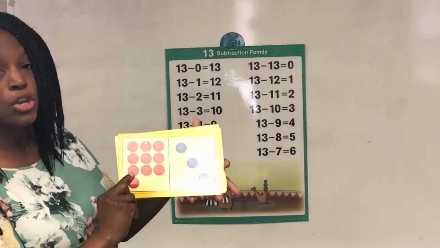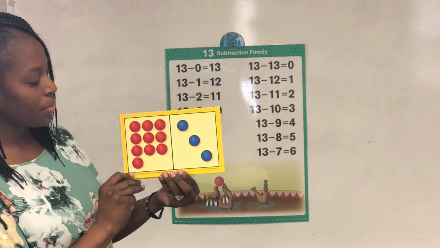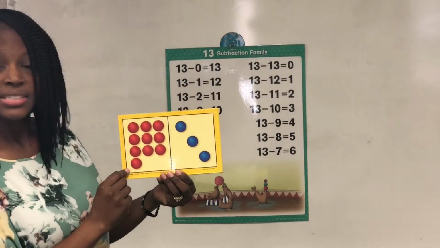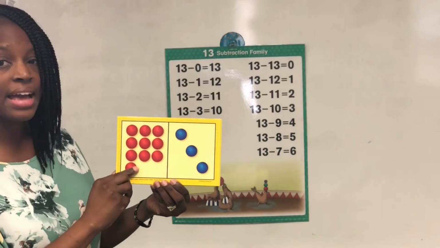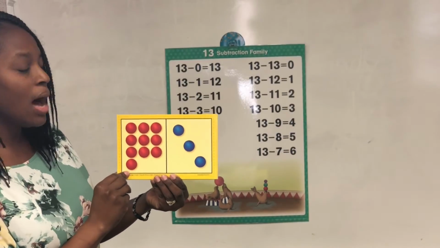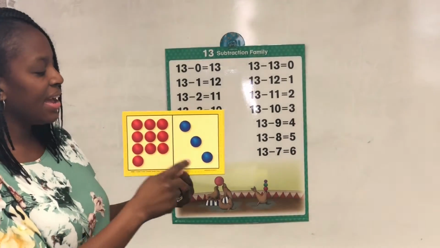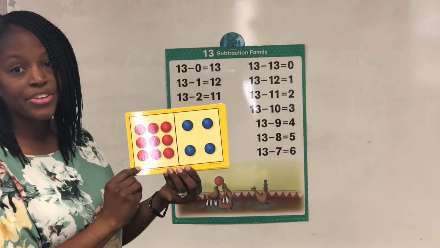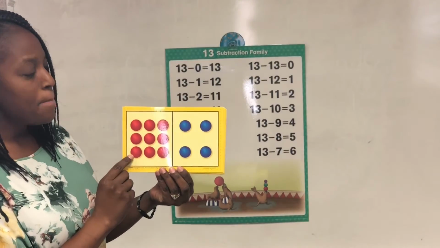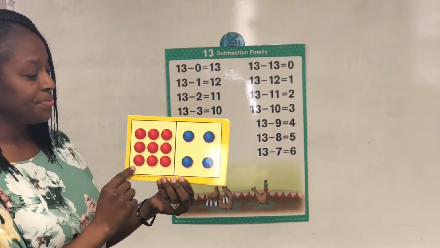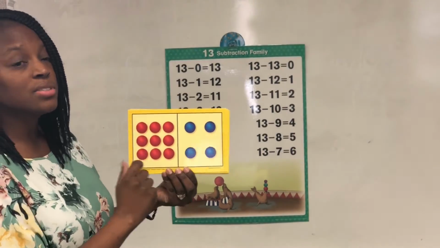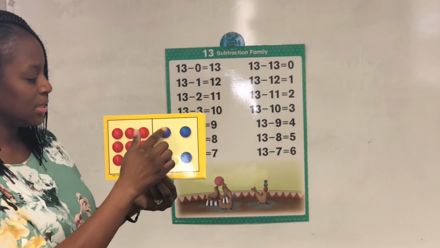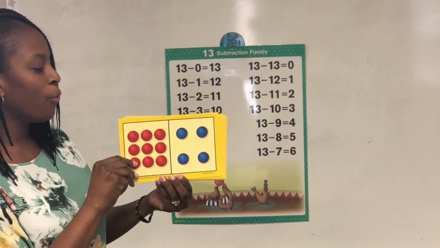How many dots do we have in all? 13 minus the dots in the first square, 10, equals the dots in the second square, 3. My combination is 13 minus 10 equals 3. How many dots do we have all together? 13. Minus the dots in the first square, 9, equals the dots in the second square, 4. My combination is 13 minus 9 equals 4.